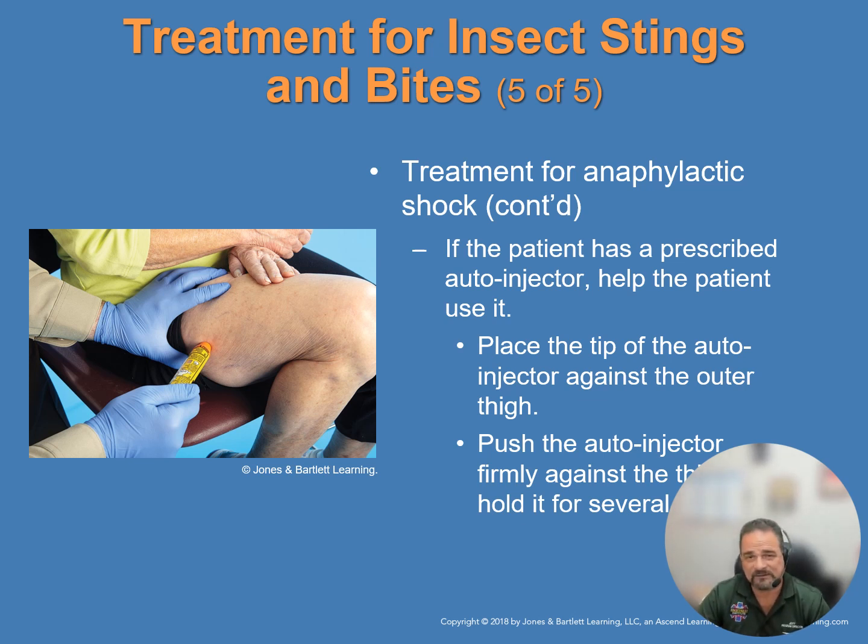So if that patient does have a prescribed auto injector, help them with it. If they need help, and most times they will either have already done this or be in the process when you get there. But if you need to help them, place the tip of the auto injector against the outer thigh and push it firmly against the skin. The needle will come out and inject the epinephrine. Hold it for several seconds, usually 10 to 15 seconds. It isn't immediate, so you have to hold it for at least 15 seconds.